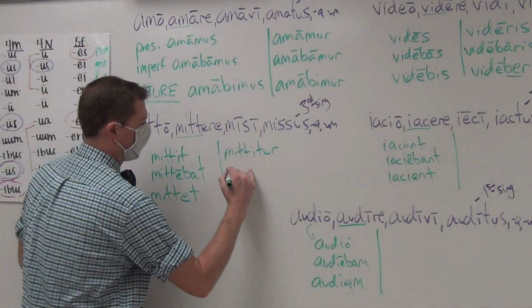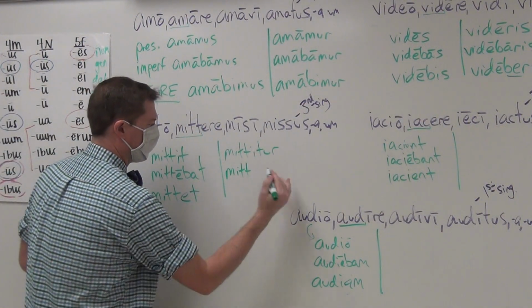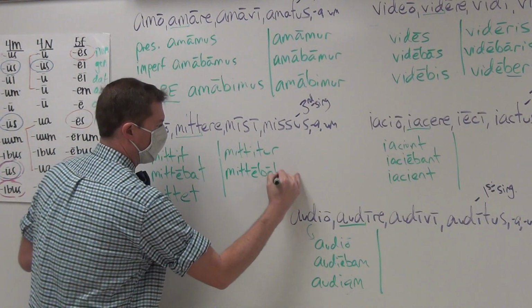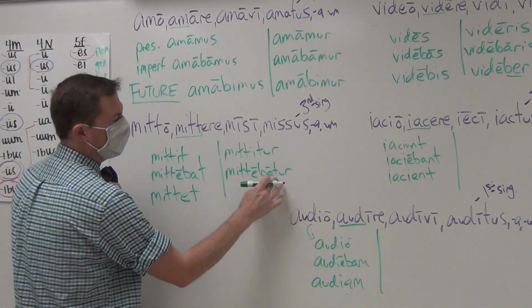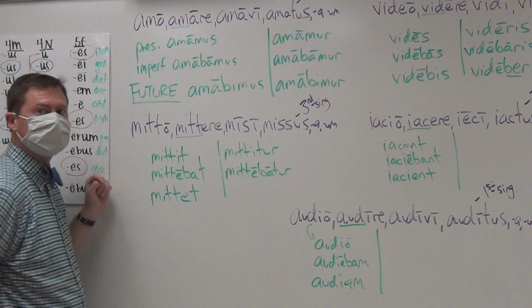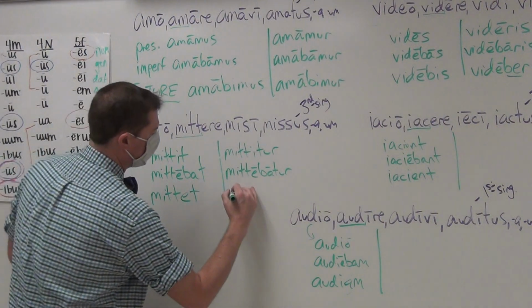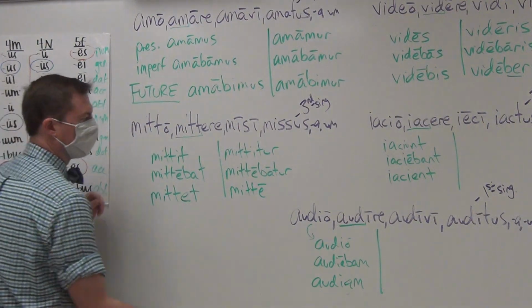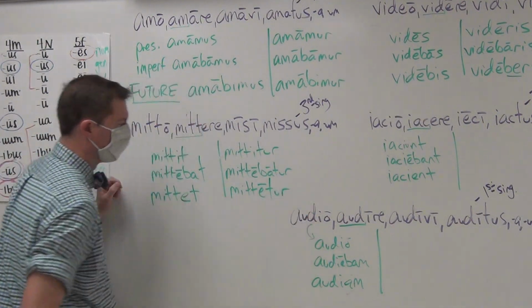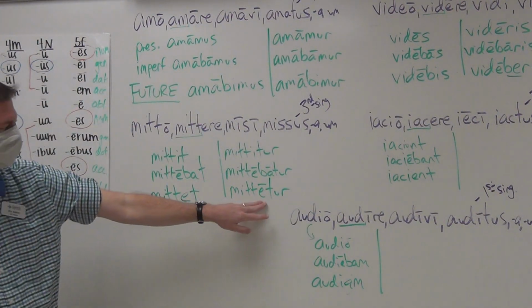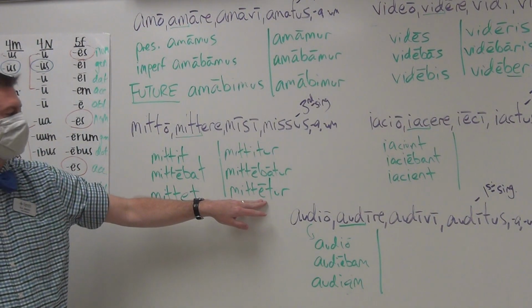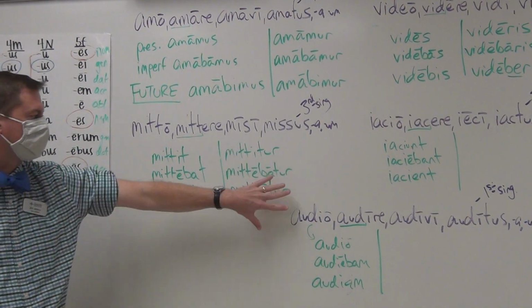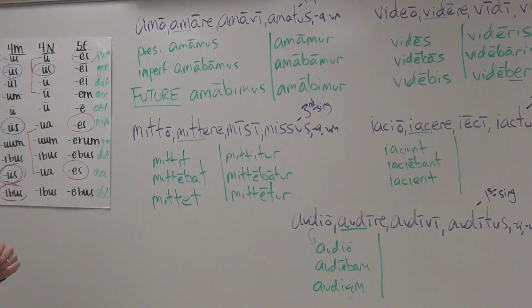Over here, M-I-T-T, E-B-A, and then tur. Note that a T will have a macron, but a tur will not. Mittētur would be M-I-T-T, long E because that is the future, and then tur. Mittētur. How do I know that this is a future and not a present? Because the long E is inside a third conjugation.